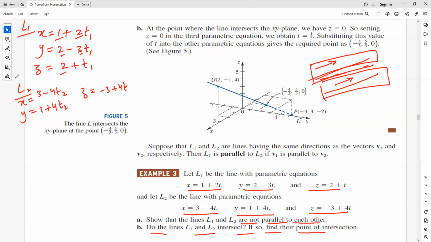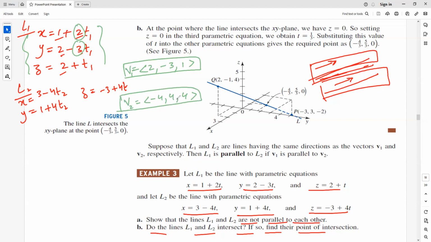So we can find the parallel vector for this line. It will be 2, -3, and 1, because these are A, B, and C, right? Because we have x equals x naught plus at, y equals y naught plus bt, z equals z naught plus ct. So these are A, B, C for line 1, and here we have -4, 4, and 4. Let's call them v1 and v2. So these are the A, B, C of the second line.